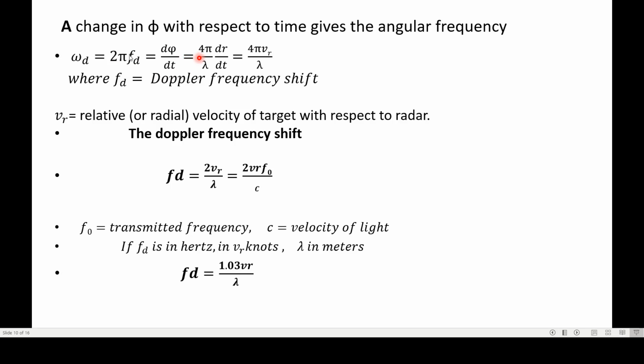By equating these two equations, 2 pi fd is equal to 4 pi Vr by lambda, we will get fd equal to 2 Vr by lambda. We can replace lambda in terms of f0 by c, where f0 is the transmitted frequency and c is the velocity of light, and fd is the variation in the frequency. This is the simplest relation to correlate the relative velocity Vr and the Doppler frequency shift.